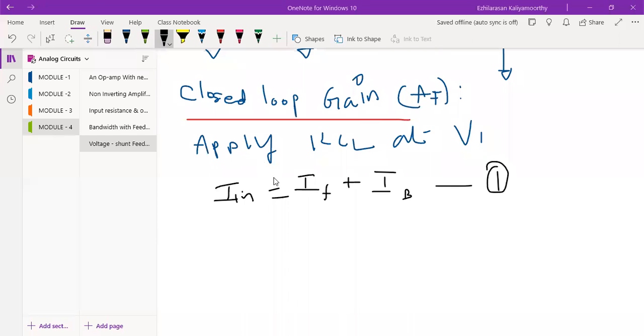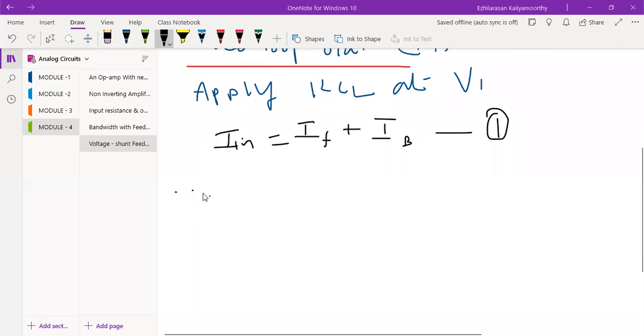So after applying the KCL at node V1, we'll get the equation like this: In is equal to If plus Ib. Now, in the operational amplifier, we already know that the input resistance Ri will be very, very high.